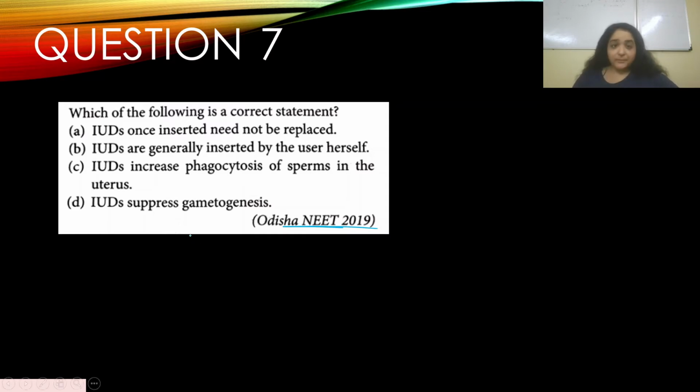So which of the following is a correct statement? IUDs once inserted need not be replaced. That's untrue. You need to replace them. IUDs are generally inserted by the user. No, that's incorrect. IUDs increase phagocytosis of sperms in the uterus. Yes, that's correct. IUDs suppress gametogenesis. No, it does not affect gametogenesis. So the answer is C.